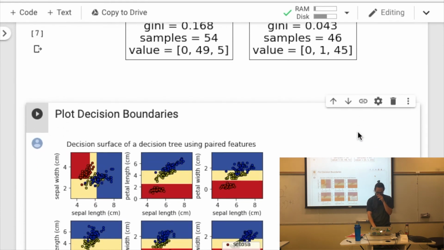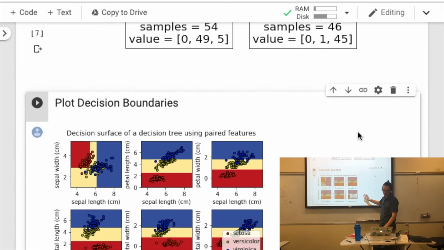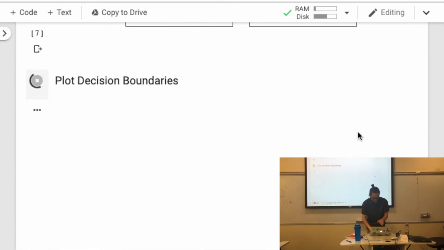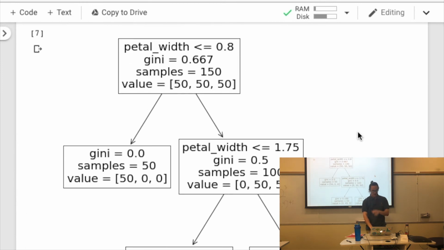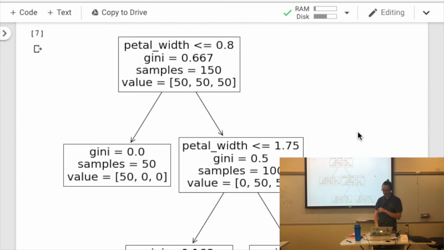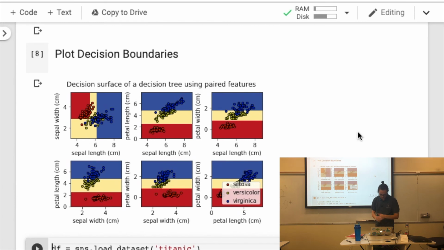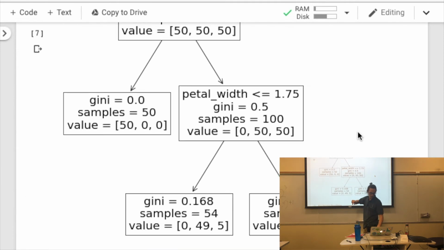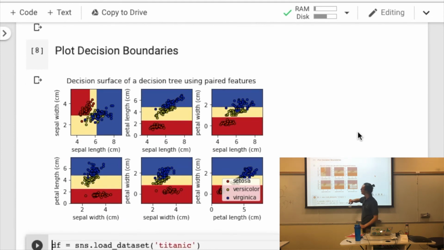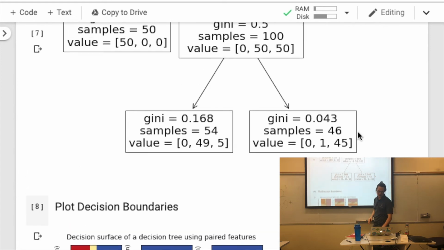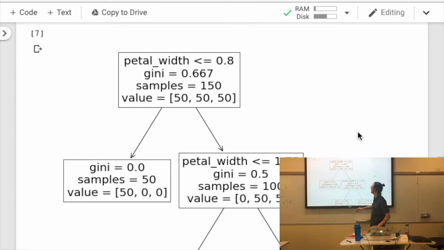So we can plot the decision boundaries. That's called a decision boundary. So in this case, petal width is less than or equal to 0.8. So you can look down here, and this is plotting the decision boundaries, and we can see petal width less than, what was it, 1.8 or 0.8? 0.8. So all the petal width less than 0.8 is this red region. And see how it perfectly classified all these samples?